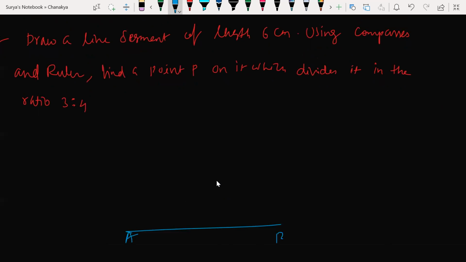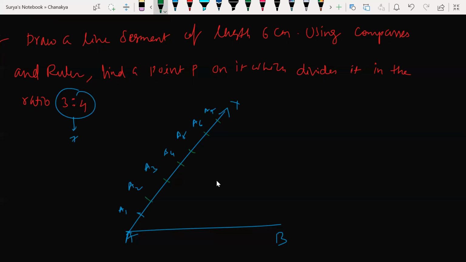Let's say this is A, this is B. And let me draw something like this and call it X. So how many units in total, beta? Total we have 3 plus 4, total 7 units. So let me make 7 points on this: A1, A2, A3, A4, A5, A6, and A7. Okay, like this.